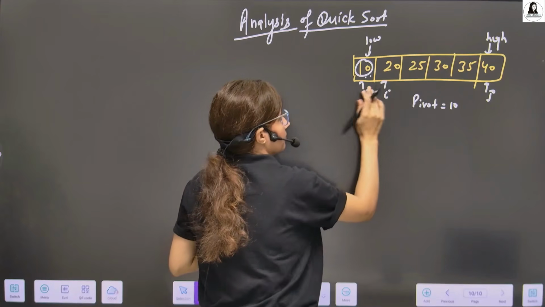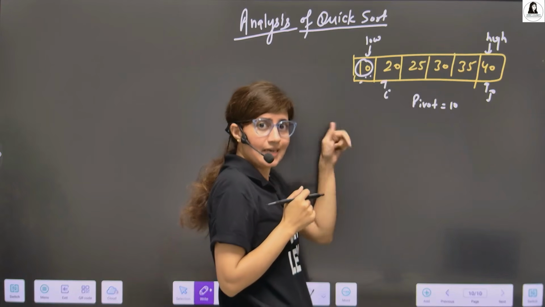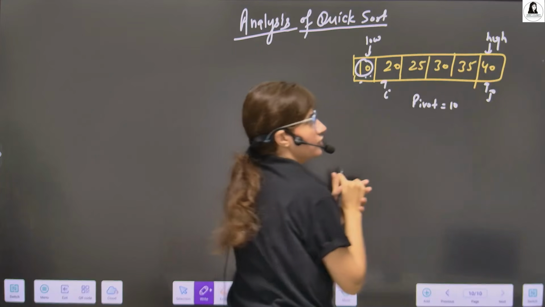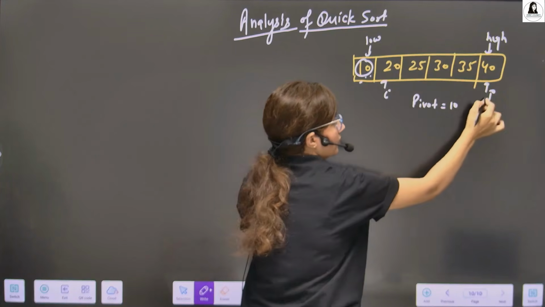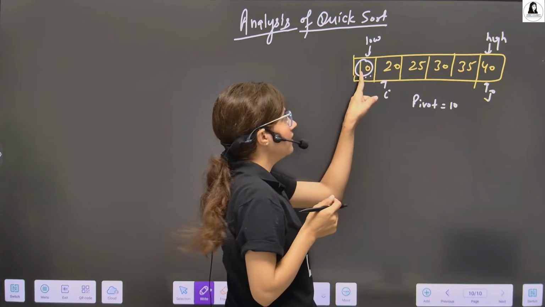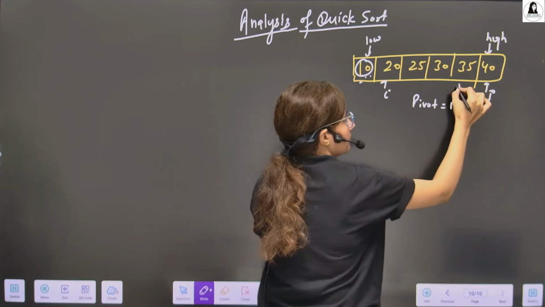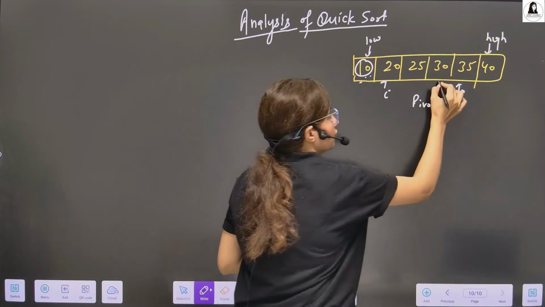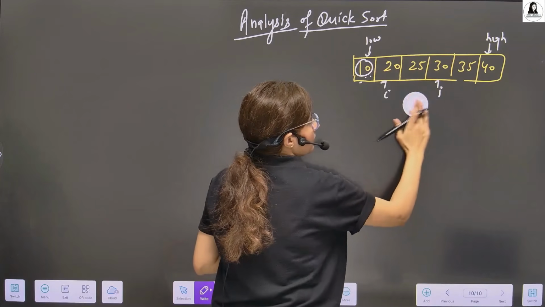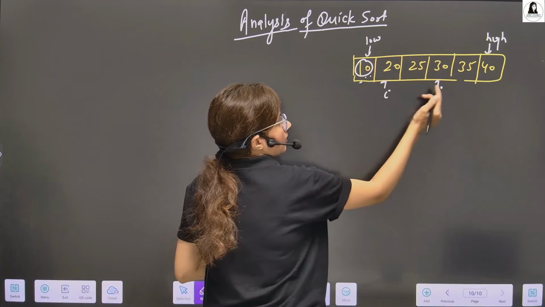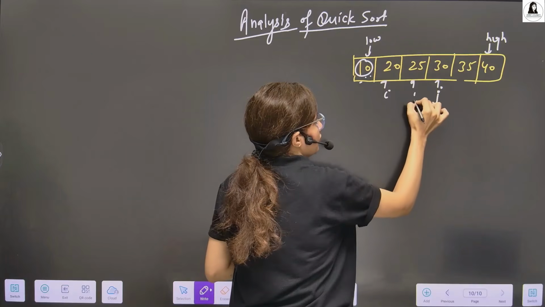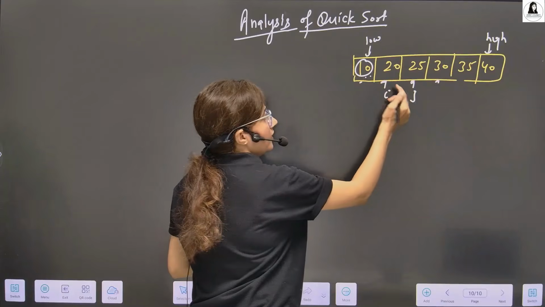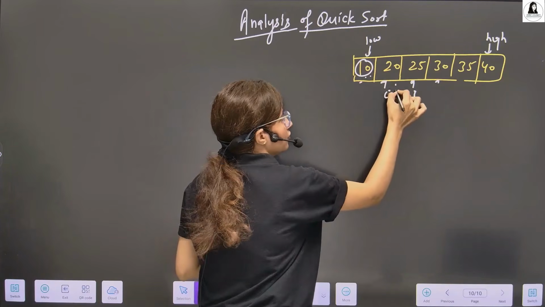So my i is here. 20. Is this less than or equal to 10? No. Stop. This is greater. So stop here. i is here. Now j. Here we have 40. Is this 40 greater than the pivot element? Yes. Move this side. j is here. 35 greater than 10? Yes. Move. j is here. Now 30 greater than 10? Yes. Move. j is here. You have to find the first element smaller than the pivot. 20. Now j is here. 25 greater than 10? Yes. Move. j is here.